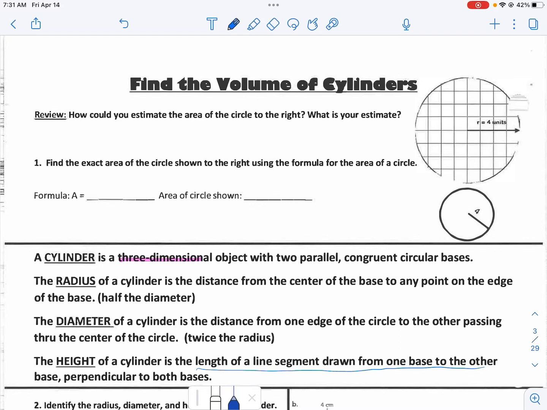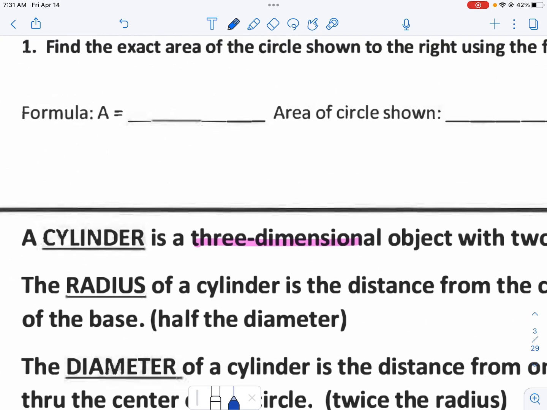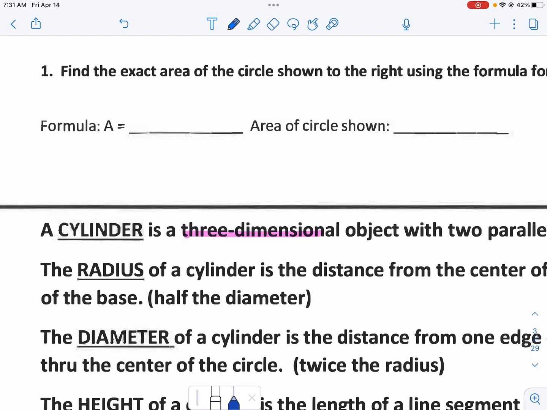Okay, we're going to be starting with volume of cylinders, but we have to first remember how to find the area of a circle. So that's the first thing we're going to do. We're going to do pi r squared. And for right now, we're going to use pi is 3.14. There is a pi button on your calculator, but we're just going to stick with 3.14 for right now.